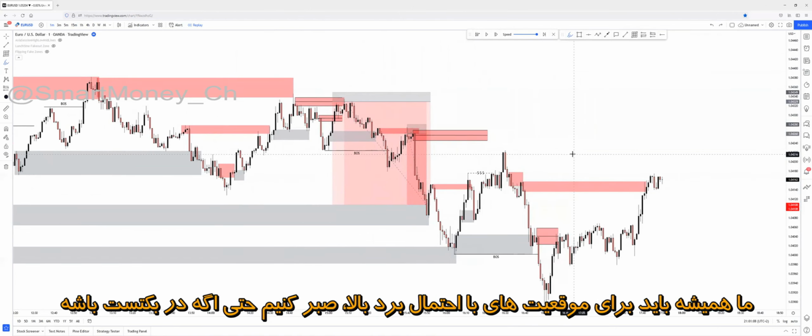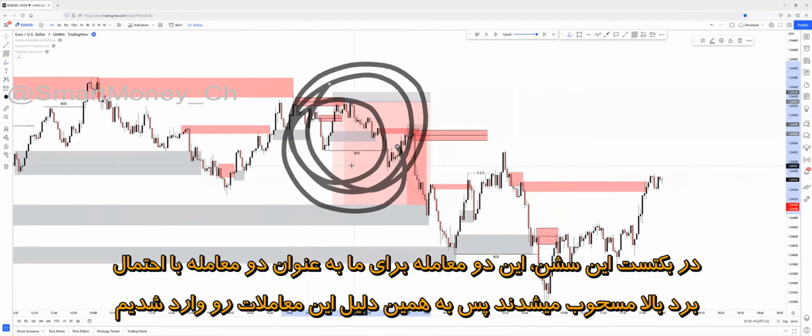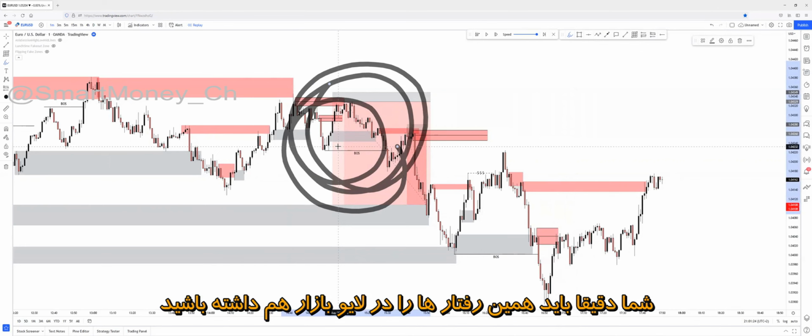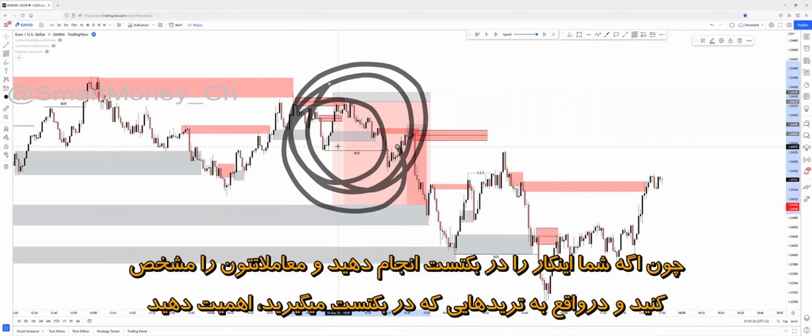We have to wait for the highest probability setups every single time, even in backtesting sessions. In this backtesting session, these two setups were the highest probability setups for us, so that's why we took these setups. You have to follow the same plan in live trading too. You have to keep the same discipline and attitude in live trading too, because if you're just marking out the trades or just paper trading in a backtesting session.